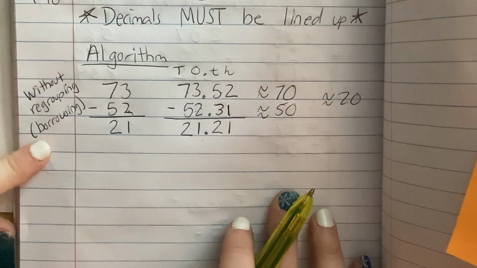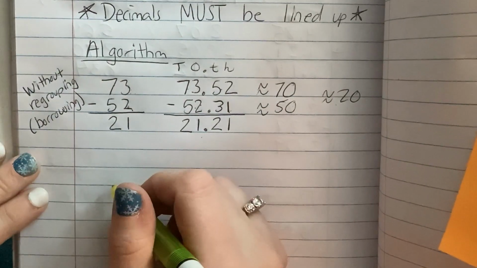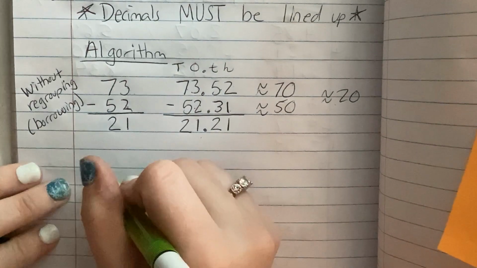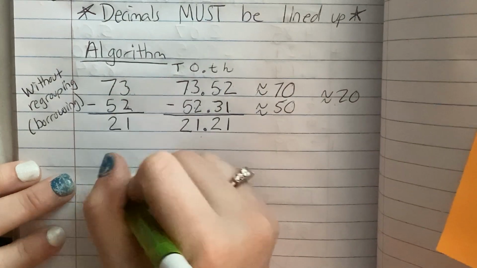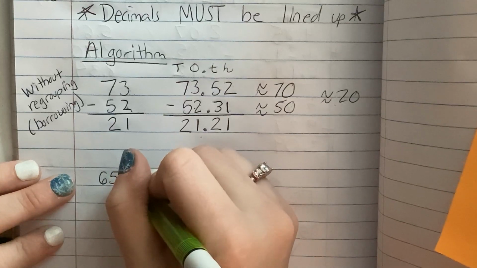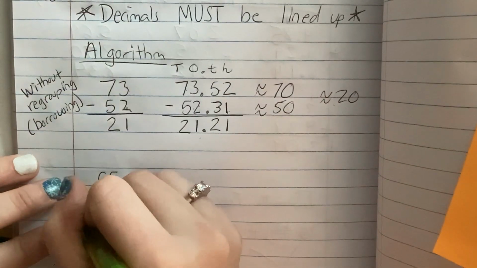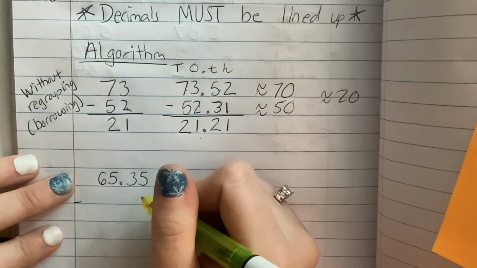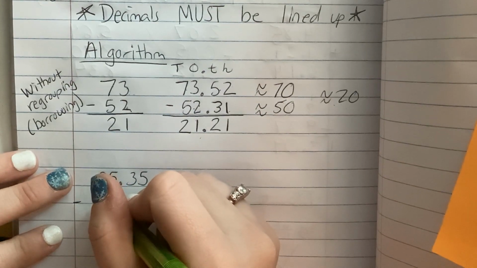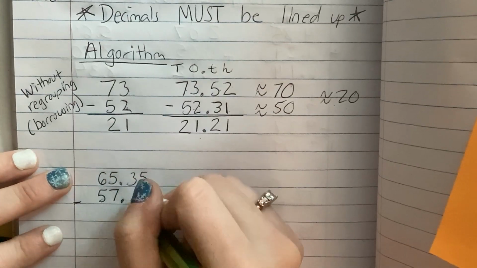All right, so now we're going to do some that do require regrouping because I do want you to have some examples of each. So give me a number, DJ. 65. 65, and give me a decimal, Sam. 35. 65 and 35 hundredths. Excellent. All right, we're going to subtract, so it needs to be less than 65 something. Isaiah, give me a whole number, less than 65. 57. All right, 57. Give me a decimal in the hundredths.